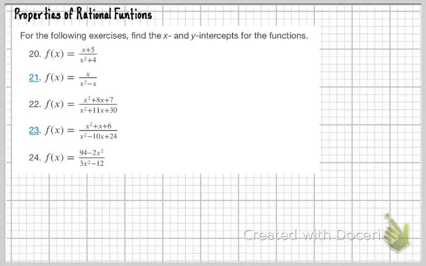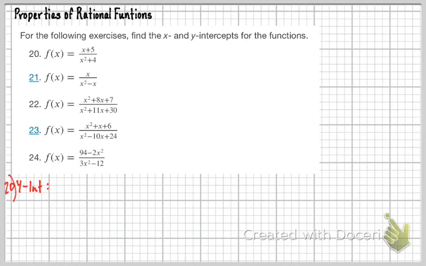The next property is x and y intercepts. So we're going to take a look at a few of these and try to find the x and y intercepts. I'll do the y-intercept first because that's easier. We'll take a look at number 20. Doesn't really matter.